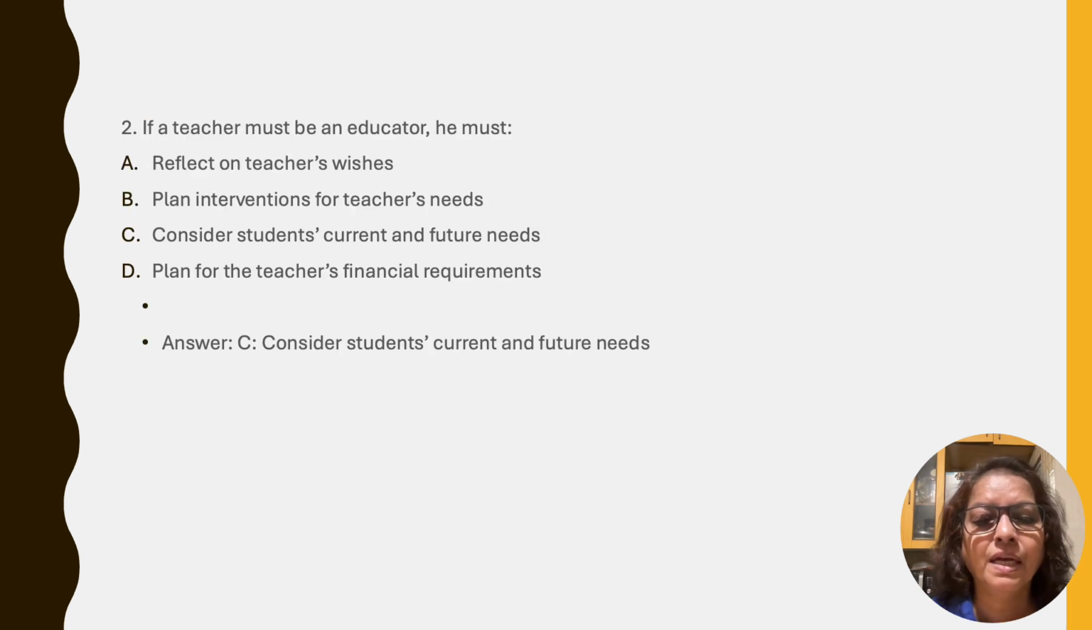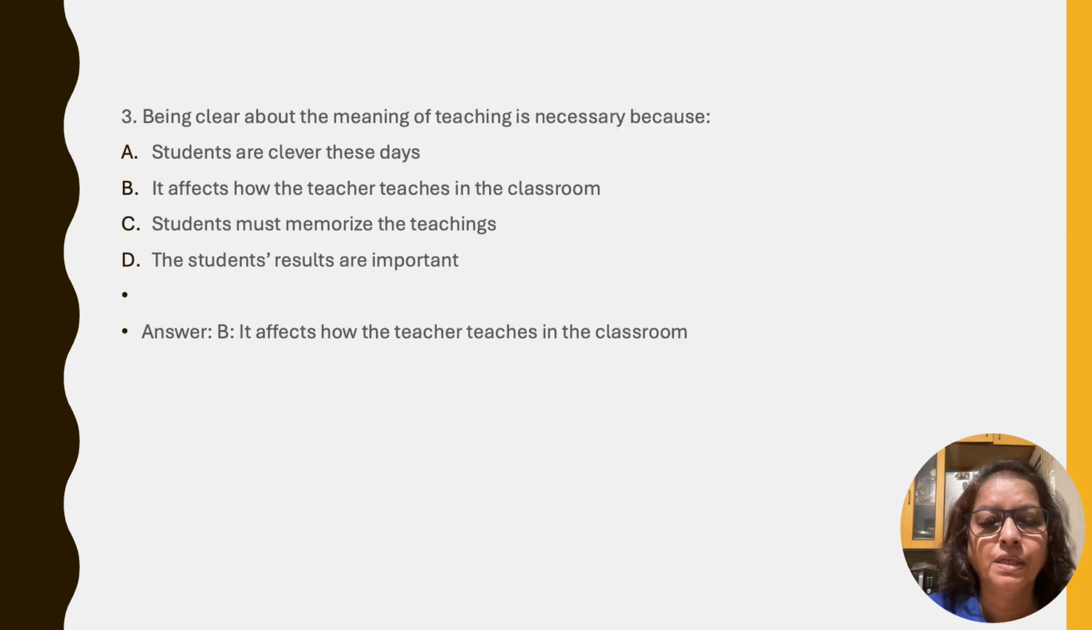Alright? Now the second MCQ. If a teacher must be an educator, he or she must reflect on teachers' wishes, plan interventions for teachers' needs, which is wrong, consider students' current and future needs, plan for the teacher's financial requirements. Of course, the answer is C, consider students' current and future needs.